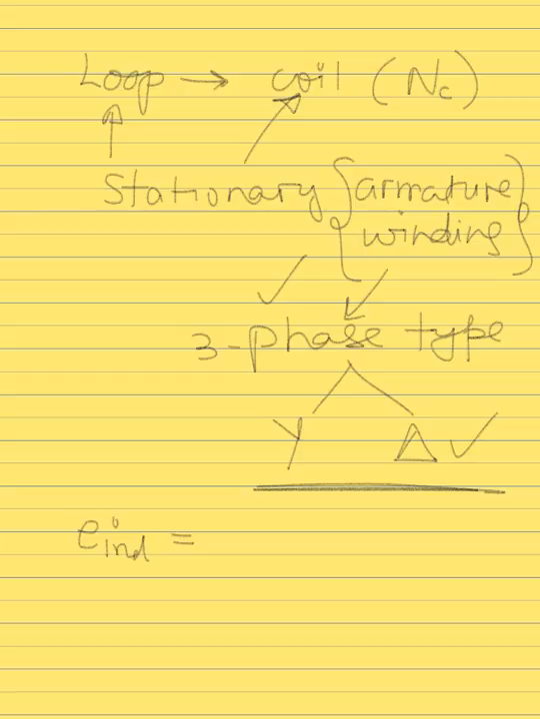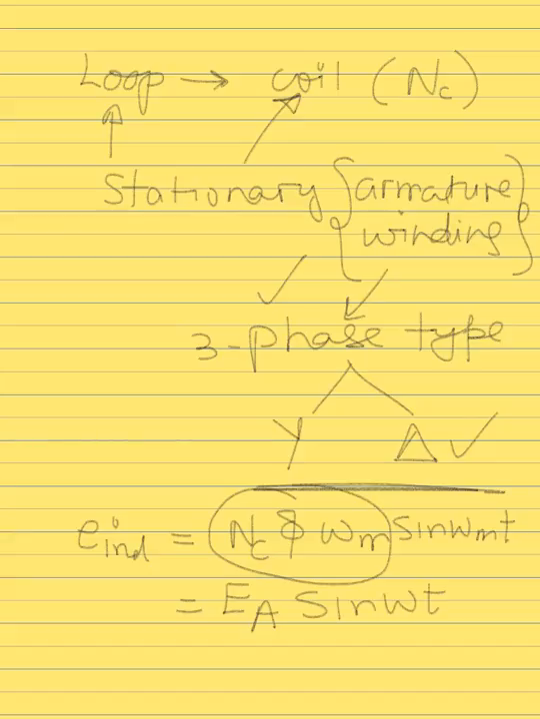Now that induced voltage changes to N_C, which is the number of turns, times phi and omega, and sine omega t remains the same. Let's define this whole portion as E_A, so the voltage is E_A sine omega t. Here this E_A will be called the internally generated voltage, the internally generated voltage inside the machine.